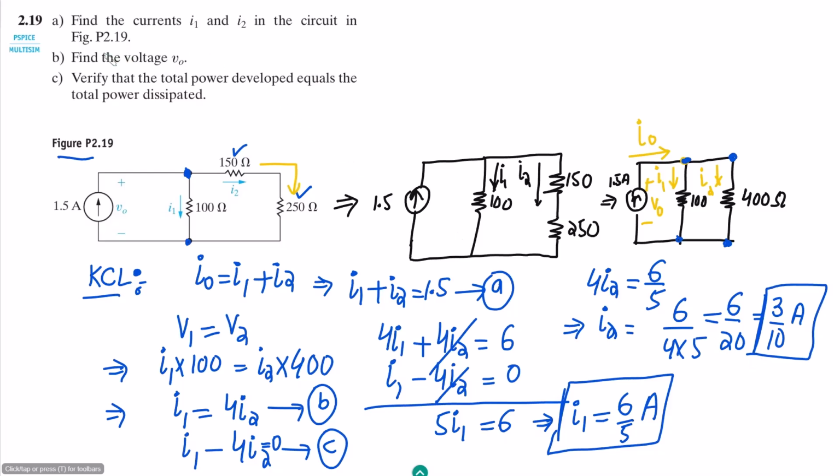In this way, we have solved part A of our question, in which the value of I1 is here, the value of I2 is here as well. Okay, so as these values are known, let us find the value of V0.